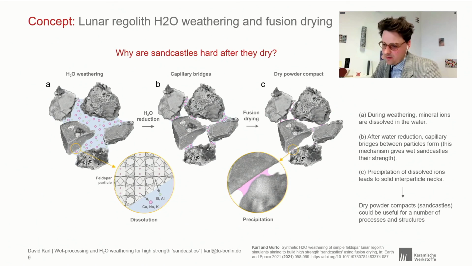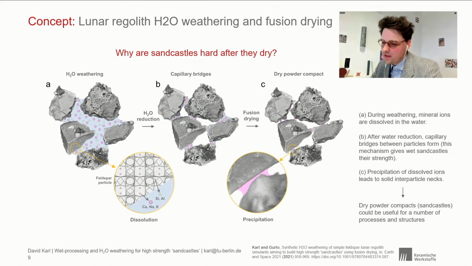And if we then reduce the water, for example by boiling and getting the water back, because of course you don't want to lose water on the moon, you would form these capillary bridges, and this would be basically a wet processing. This is also the process where a kid can form a sandcastle on the beach. You have particles, and then you have these liquid bridges. If you dry this further, what would happen is a precipitation of minerals at the contact points. And this is basically a dried sandcastle. Depending on how you do this, it could get quite strong.